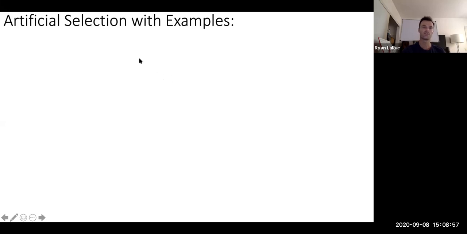Artificial selection. I don't know what it says after. It's blocking. Oh well. What does that say? Hold on, I think I can move this.